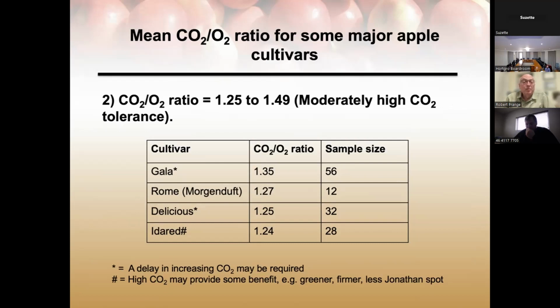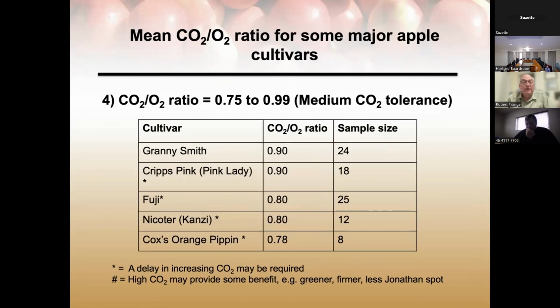Okay, next group would be Gala and Delicious. Those are varieties you grow in South Africa. Notice the sample size for Gala. It's 56. That means 56 recommendations I found around the world. That's the highest of any variety of apple or pear in my data set. So that's what that number means. So the ratio for Gala is 1.35, Delicious 1.25.